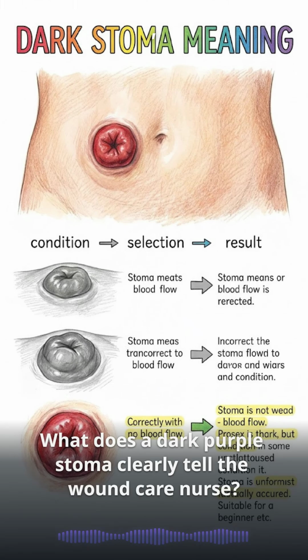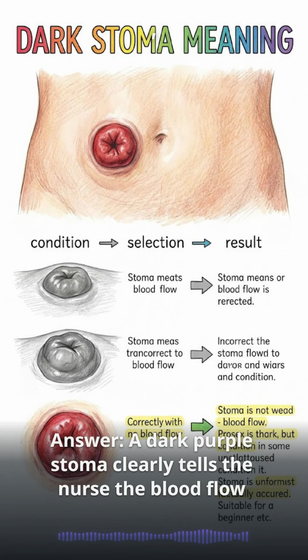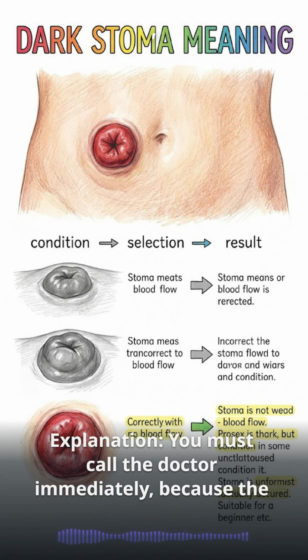86. What does a dark purple stoma clearly tell the wound care nurse? A dark purple stoma clearly tells the nurse the blood flow stopped completely. You must call the doctor immediately, because the tissue is dying fast.